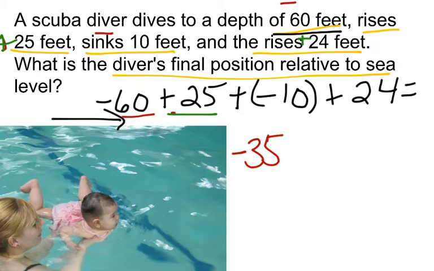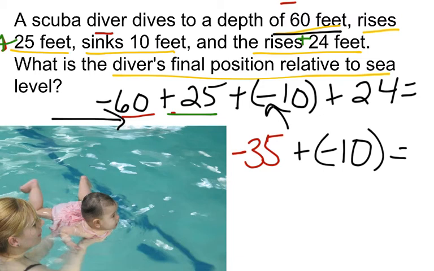Now I'm going to add negative 10 to the negative 35. Now again, I have a true addition problem because I have the same signs. I have negative 35 plus negative 10, so I keep the same sign, which is negative, and then I just add them together. 35 plus 10 is 45, so my answer is negative 45. Then we finally rise 24. Let me do that in black.